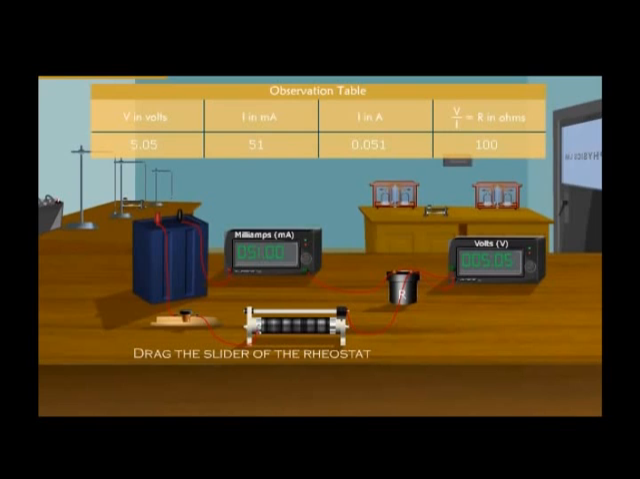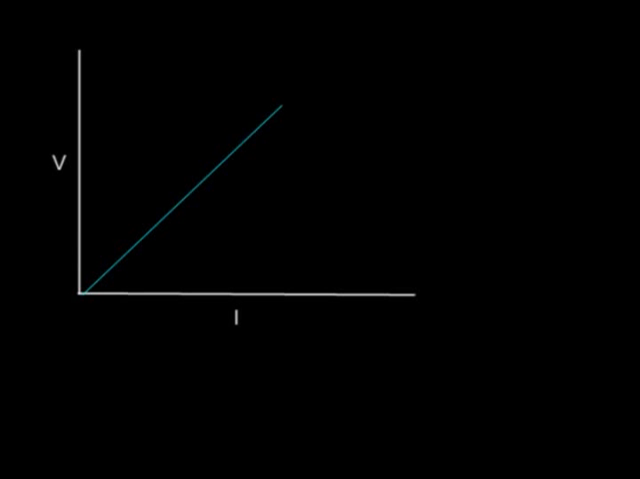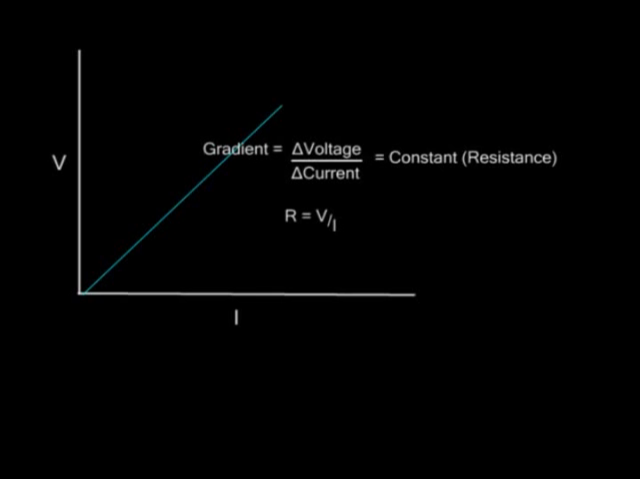The graph obtained is a straight line that passes through the origin. Voltage is therefore directly proportional to current. The gradient of the graph, that is change in voltage over change in current, is a constant. The constant is called the resistance of the wire used. Thus, resistance R is equal to voltage V over current I. The SI unit of resistance is the ohm.